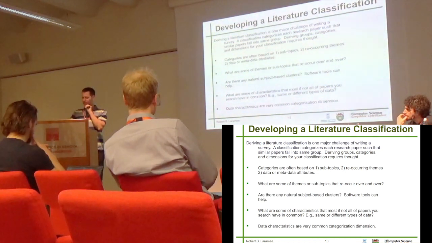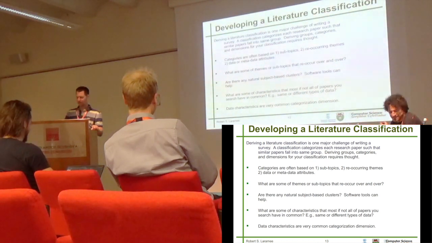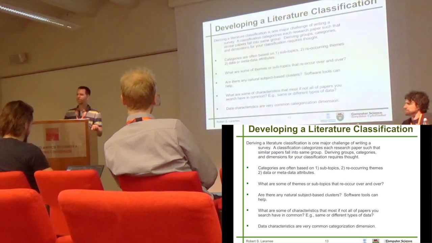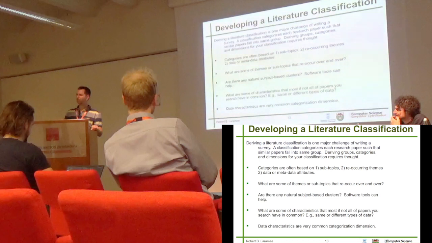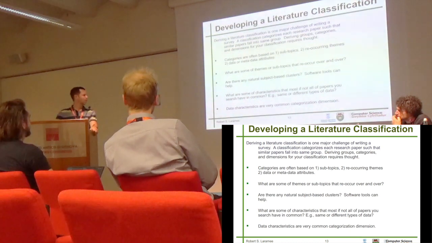Deriving these groups or categories and dimensions for your classification requires some planning and some thought. So common categories are often based on subtopics, recurring themes in the literature, data, or metadata attributes. Very, very common classification dimensions. Look for themes and topics and subtopics that occur over and over again in the literature. And you might discover that there are very natural subject-based clusters already just shouting out at you.